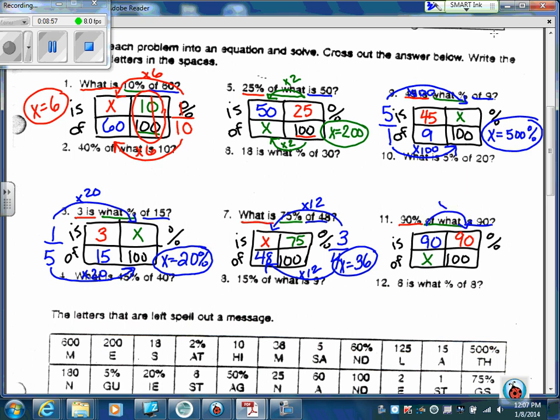That's a great scale factor because 90 times 1 is 90. Scale factor has to be the same on the bottom. What times 1 gives you 100? Well, 100 times 1 gives you 100, which means x equals 100. 90% of 100 is 90.